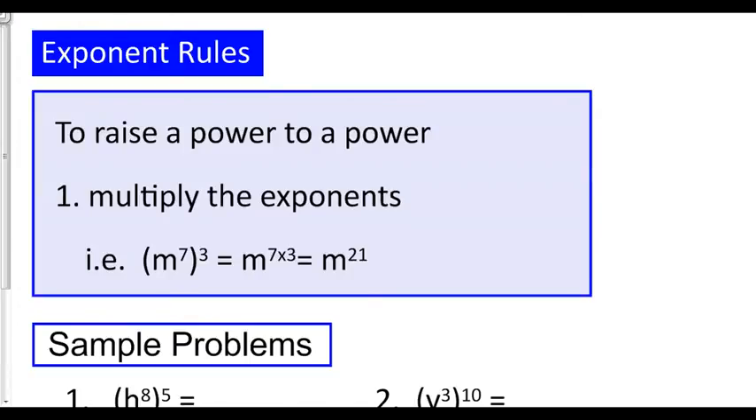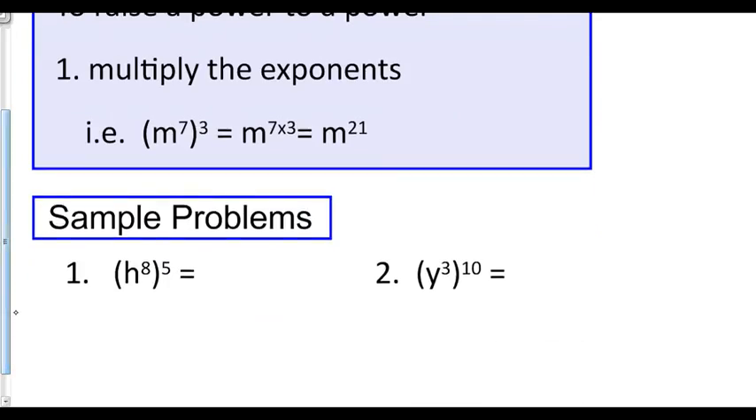So my rule, to raise a power to a power: if I have a power in parentheses and I'm raising that quantity to another power, I'm just going to multiply the exponents together. So if I have h to the 8th and I'm raising that to the 5th, I'm just going to multiply 8 times 5 together. I'm going to get h to the 40th. Y to the 3rd to the 10th. Again, I'm just multiplying these two exponents together. I get y to the 30th.